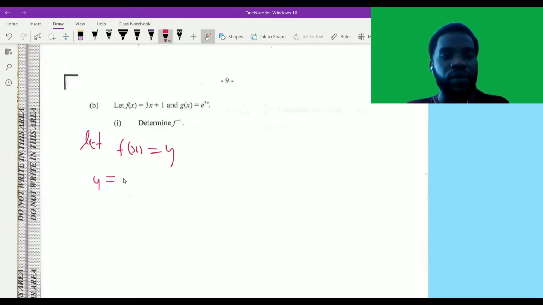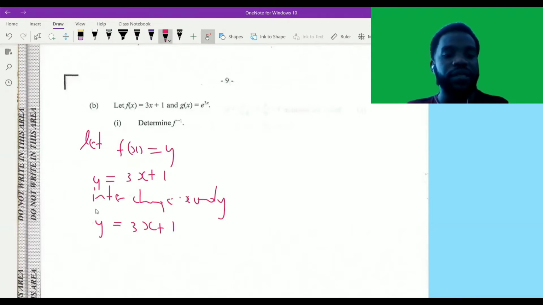So y equal to 3x plus 1, and then we're going to interchange x and y. So you're going to have y equal 3x plus 1. This entire process is really not so complex. It's just easier to use y. And you have to remember that really and truly, f of x means the same thing as y. Because y is your output, f of x is also your output.